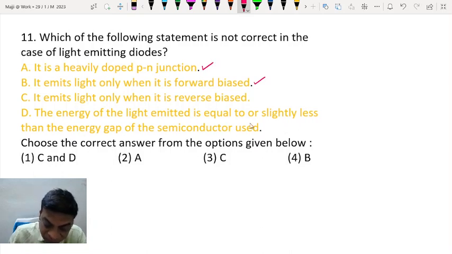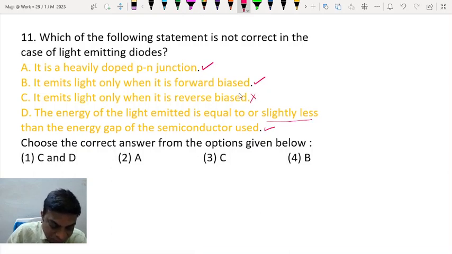The energy of light emitted is equal to or slightly less than the energy gap, because only certain photons are fortunate enough to carry the entire energy, which is the energy difference between the two energy levels in which the electron is jumping. Okay, otherwise some certain energy is lost. So therefore, the energy of photons of the light emitted will always be slightly less normally than the energy released. So these all things are correct.